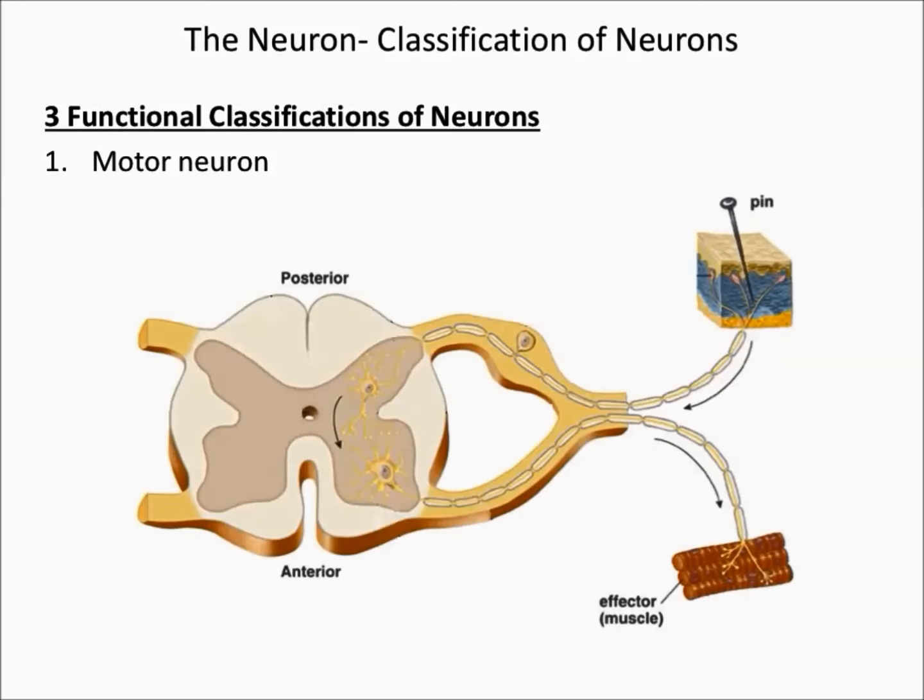A motor neuron, by definition, is a neuron that transmits an action potential from the central nervous system to the peripheral nervous system, and it is the neuron responsible for creating a motor response or action. A sensory neuron is a neuron that transmits its action potential from the peripheral nervous system to the central nervous system, and it is the neuron that receives and transmits sensory information. And the last functional classification of a neuron is the interneuron. The interneuron transmits electrical impulses between a sensory neuron and a motor neuron.